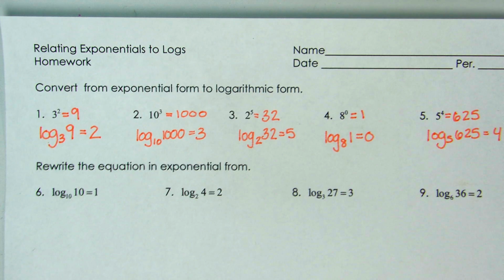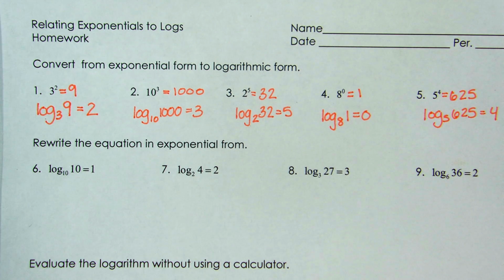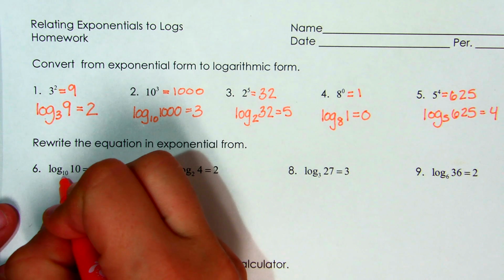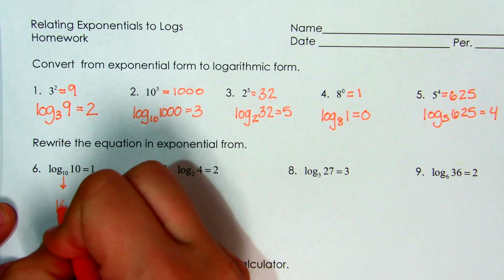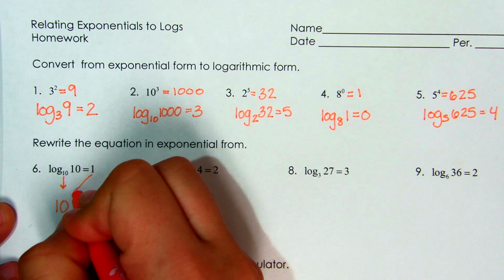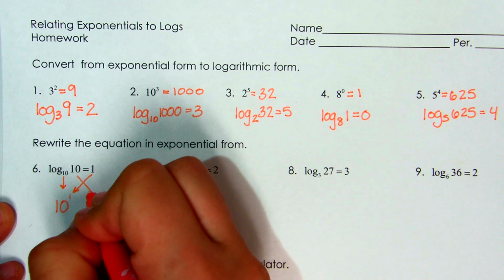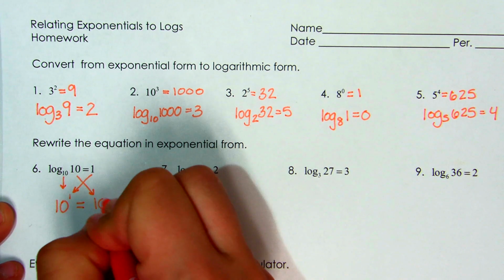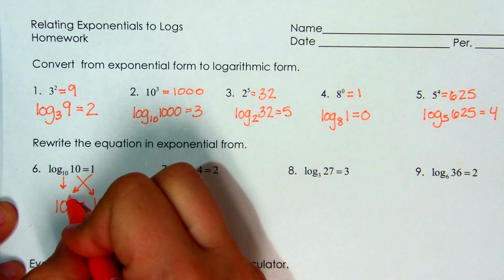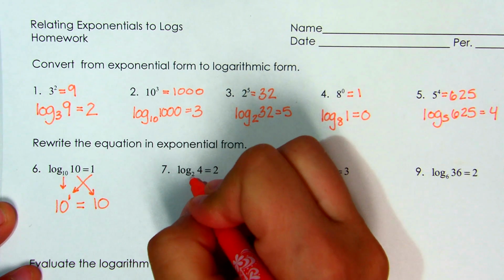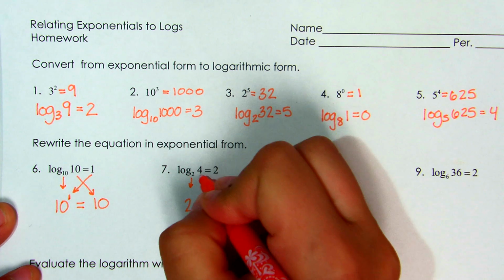Now, when we are rewriting from a log to an exponential, we get to crisscross. It helps make a little bit more sense. My little base becomes my big number. My answer becomes my exponent. And my big number becomes my answer. Okay, so the little one always comes down.